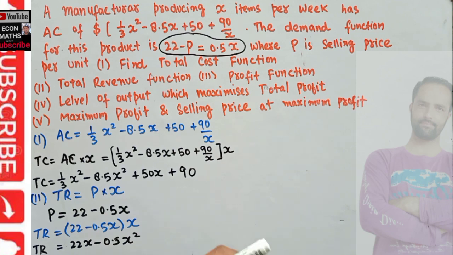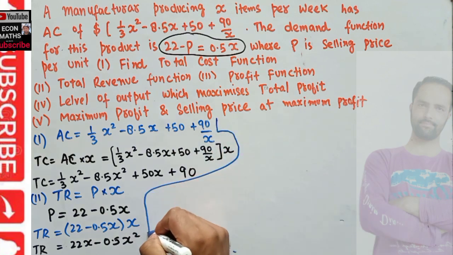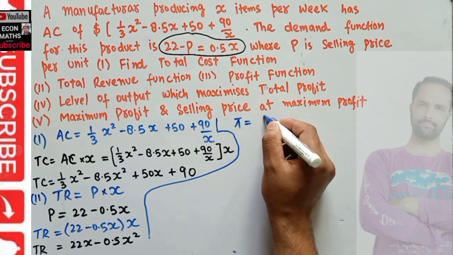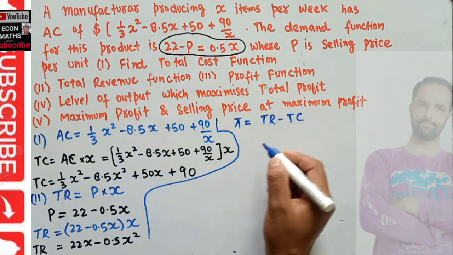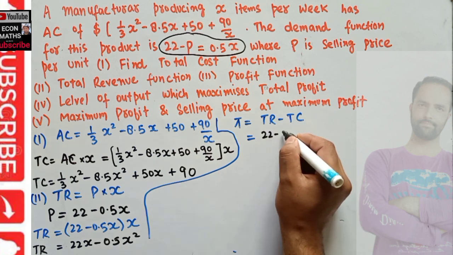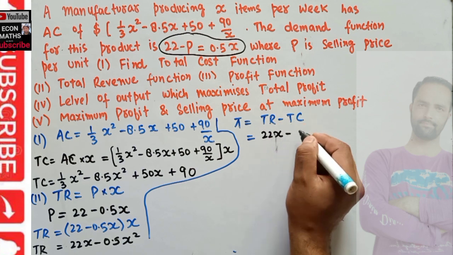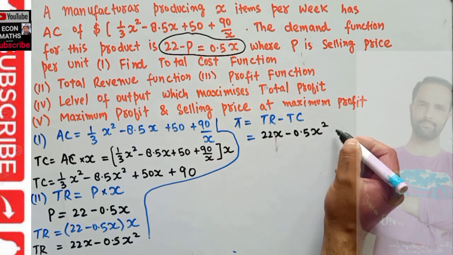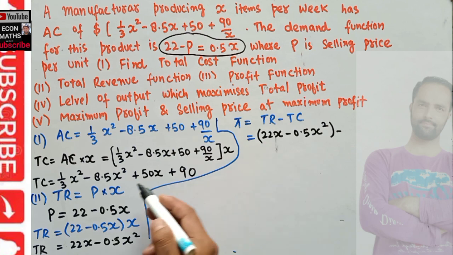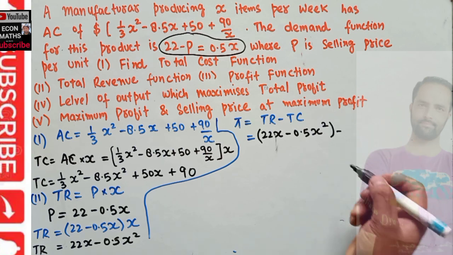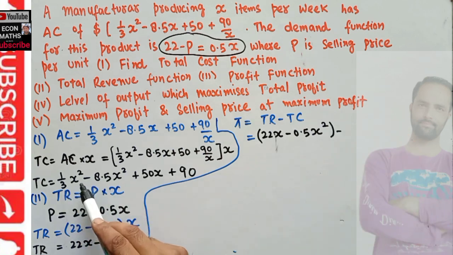Then the third part tells us to find the profit function. Profit is simply equal to total revenue minus total cost. So we got the two things here. Total revenue is 22x minus 0.5x square. This is our total revenue function. To this we subtract the total cost, and we have calculated total cost as this. This is our total cost here, and let me write it here.